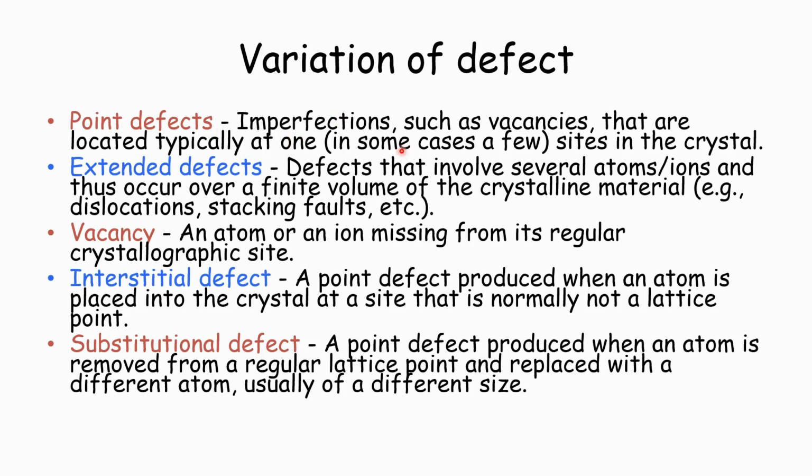And then we have an extended defect that we can describe as a larger error across many atoms in a crystal, like a dislocation. So in extended defect, it may involve several atoms or ions that occur over a finite volume of the crystalline materials. For example, like I have mentioned just now, we have a dislocation, and also we have a stacking fault and so on. And if we look at vacancy here, we can describe it as a missing atom in a crystal structure.